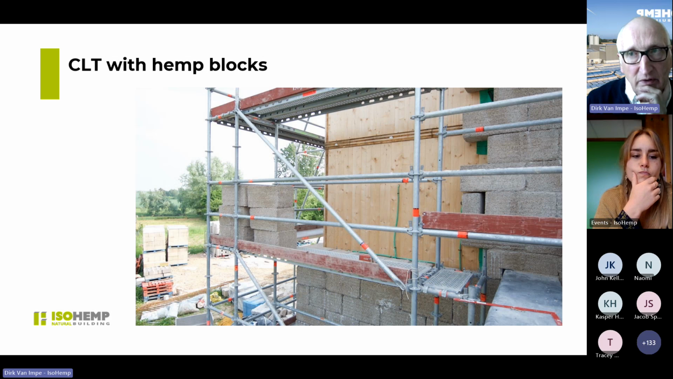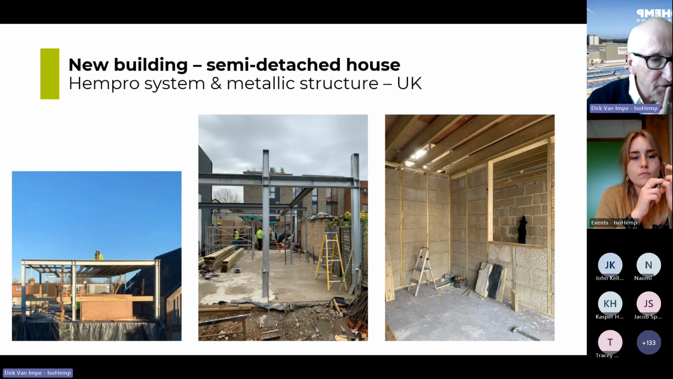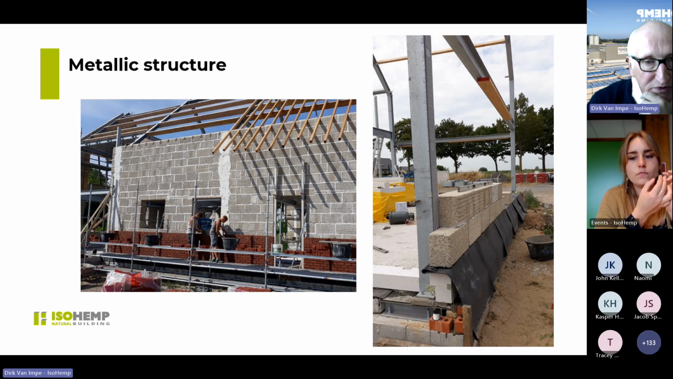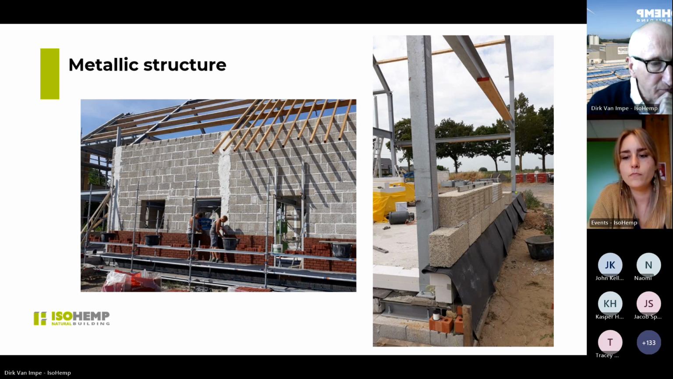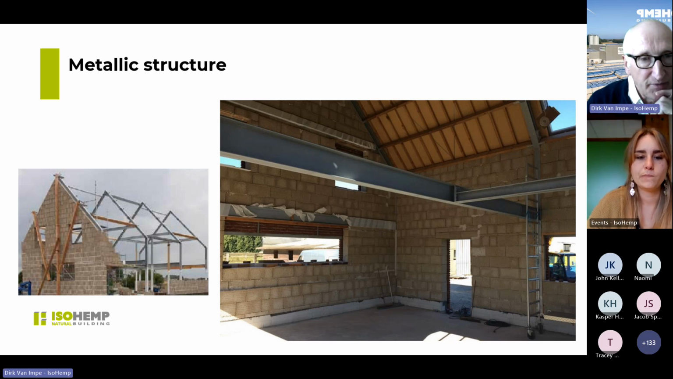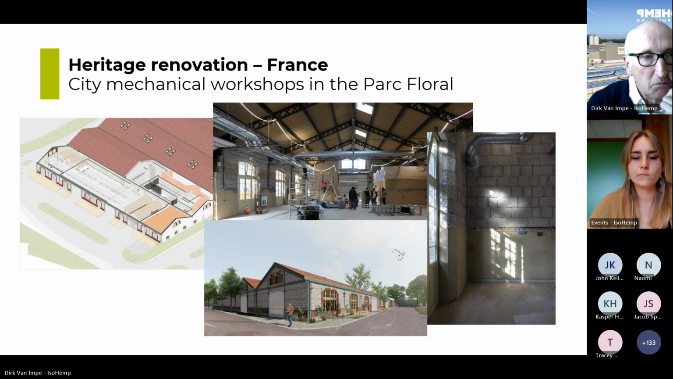Here you see it more in detail. This is in London, combination with metallic structure. Here you see at least 15 centimeters above ground level. After all the layers of blocks, you don't see the metallic structure anymore. You see the EPA, a renovation in Italy. France.